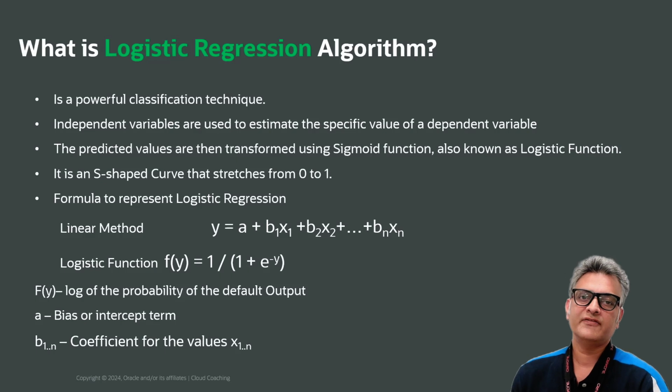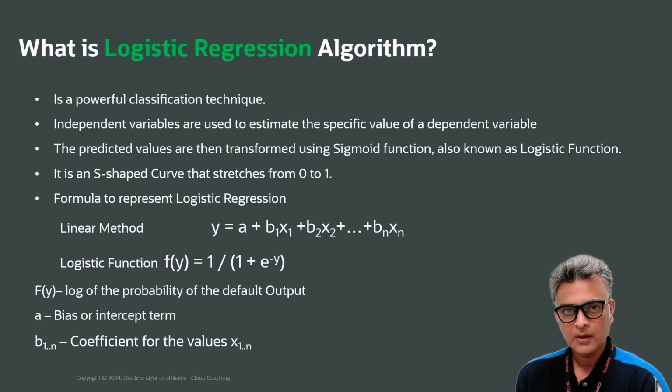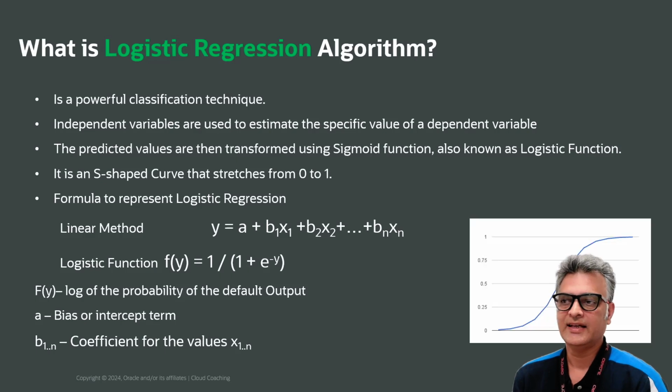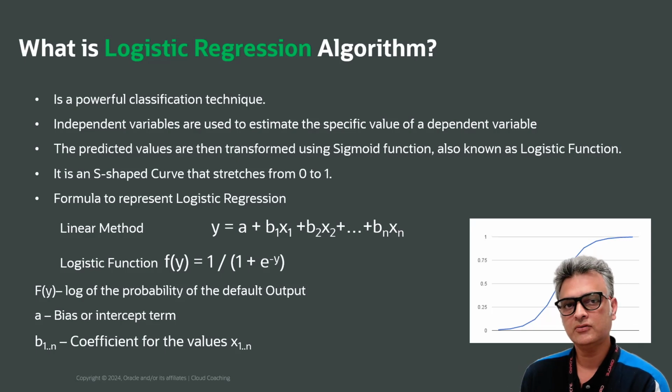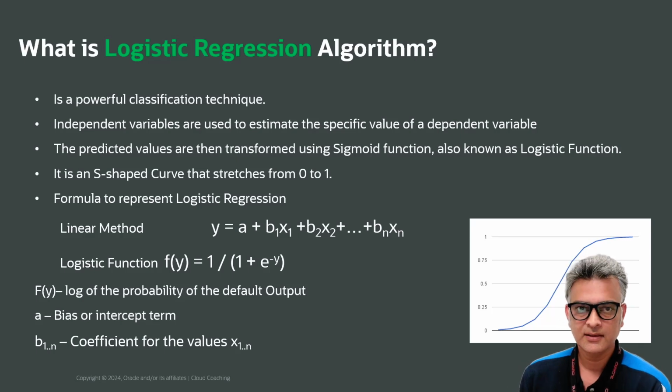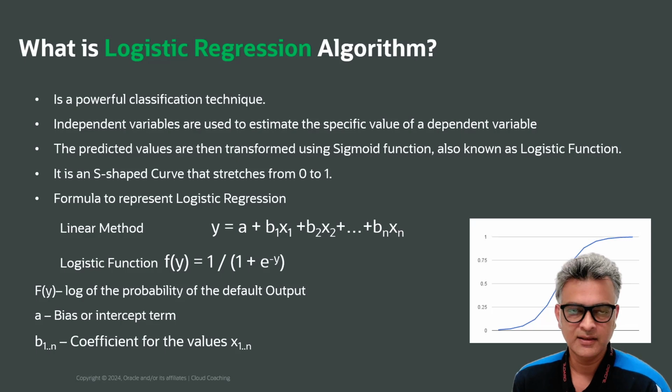So the output of applying this logistic function to a predicted value would be something like this, where you will see an S-shaped curve and the values would stretch between 0 and 1, but never being 0 or 1. So they'll be closer to 0 or closer to 1, okay, but they'll never be 0 and 1.